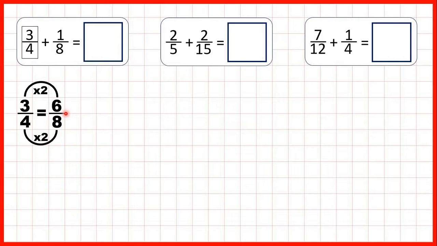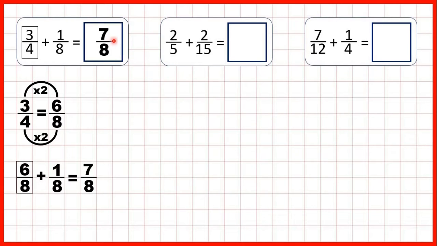So we can rewrite our question. Instead of 3/4, we can write 6/8, because that's equivalent to 3/4. And we're adding 1/8. So now our denominators are the same, so we keep the denominator the same in our answer and just add the numerator. 6 plus 1 is 7, so our answer is 7/8.